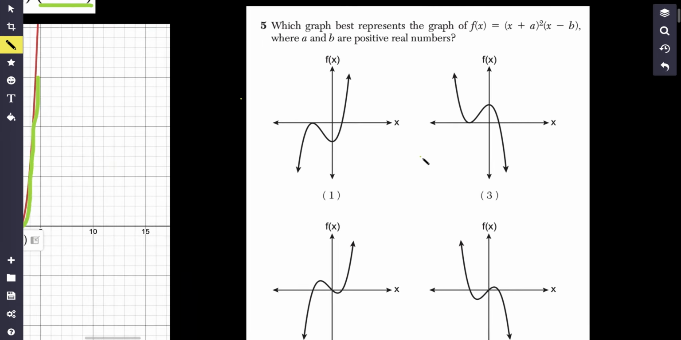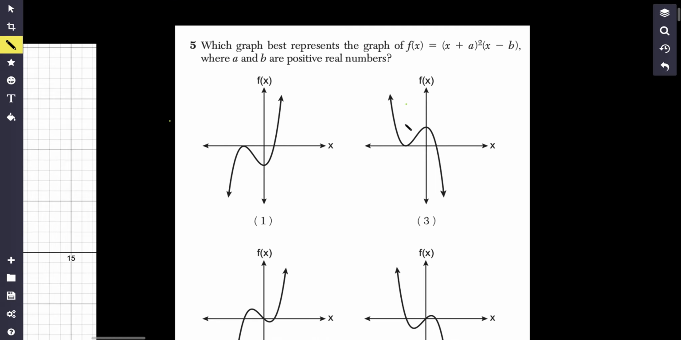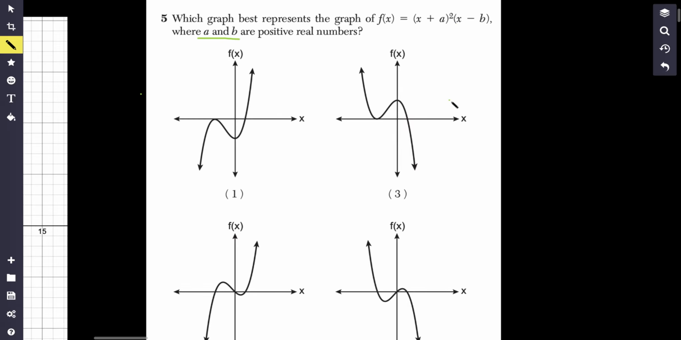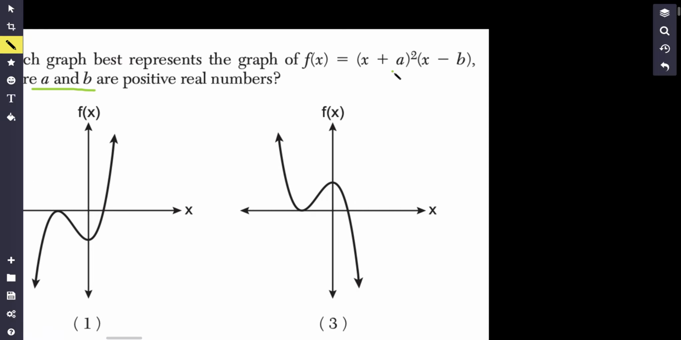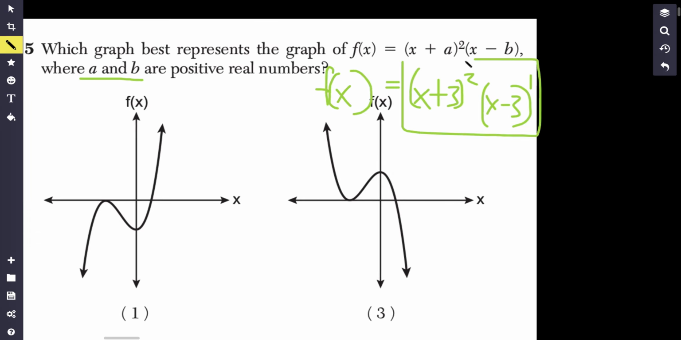Now we can actually apply it to this problem right over here, which graph represents the graph of f of x equals (x plus a) squared times (x minus b), where a and b are both positive real numbers. So look, if a and b are positive real numbers, let's just say I have (x plus 3) squared, and this is going to be multiplied by (x minus 3). So I'm just making numbers up.